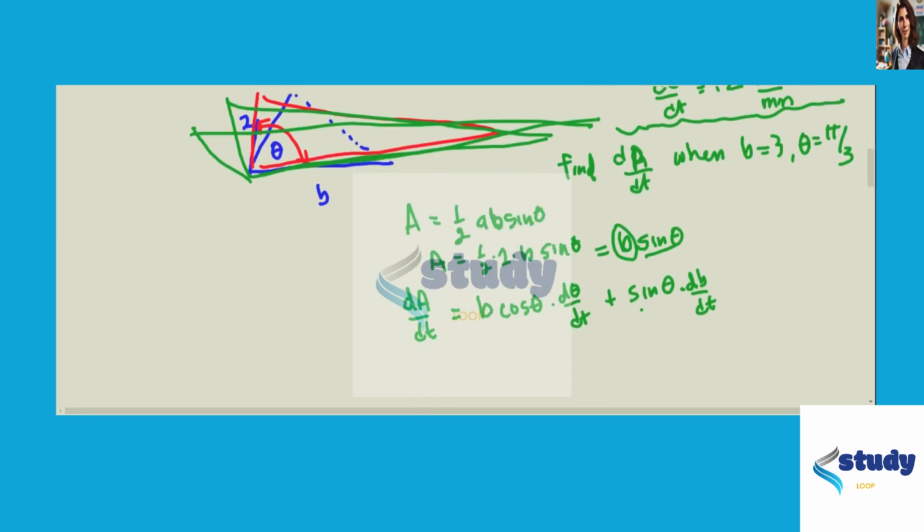Okay, so now just plug stuff in. So B is 3, theta is pi over 3, d theta dt is 0.2, theta is pi over 3, and dB dt was 1.5. Pi over 3, remember, 60 degrees, square root of 3, 2, 1.